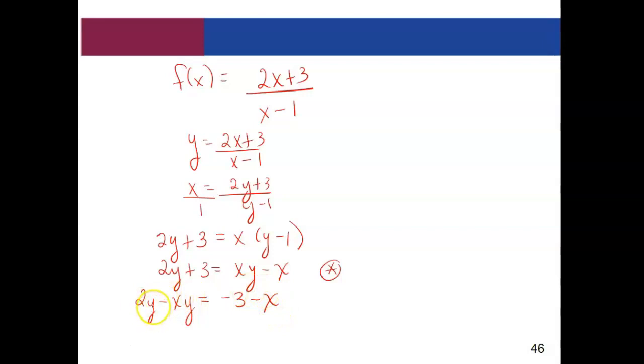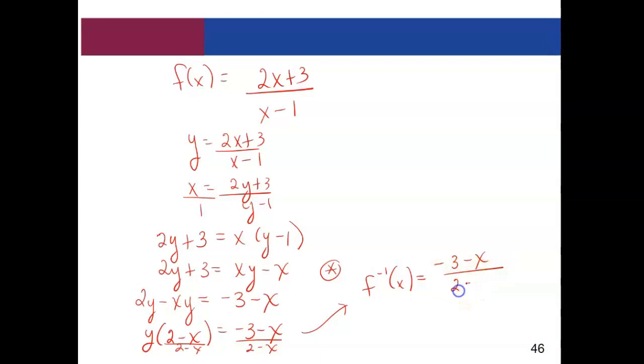Okay, now we need to factor out our greatest common factor here, which is a y. We're going to divide by the 2 minus x. So I'm going to get f inverse of x equals negative 3 minus x over 2 minus x. So that's going to be my inverse function here.